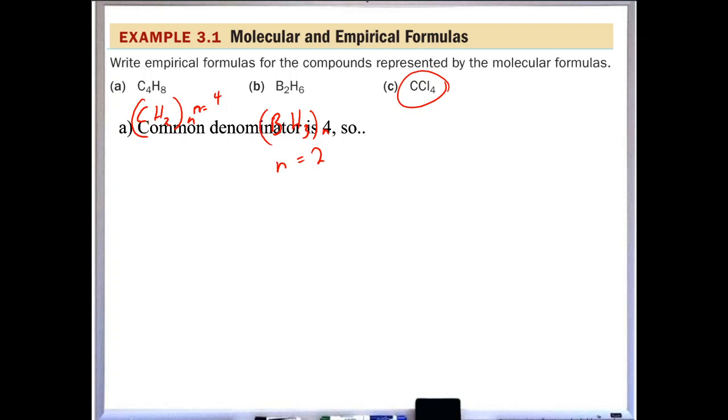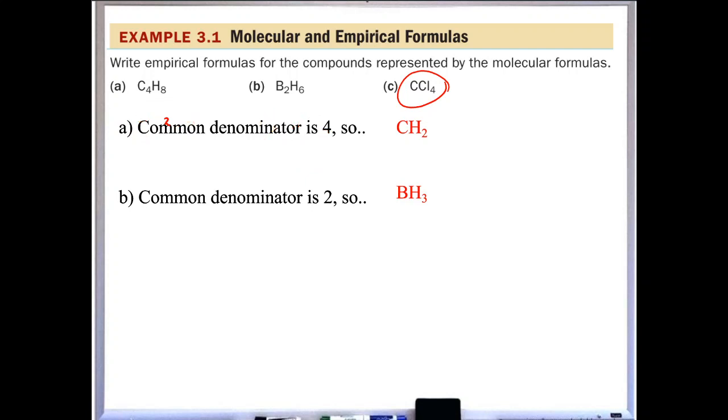Okay, we can check our answers real quick. The common denominator is 4, so CH2. That's what we put. Common denominator is 2, so BH3. I'm going to erase this so it's not on top of all the writing. And then the last one, common denominator is 1, so it just stays the same. Hopefully those are pretty easy for you, just reducing the numbers to their simplest form.